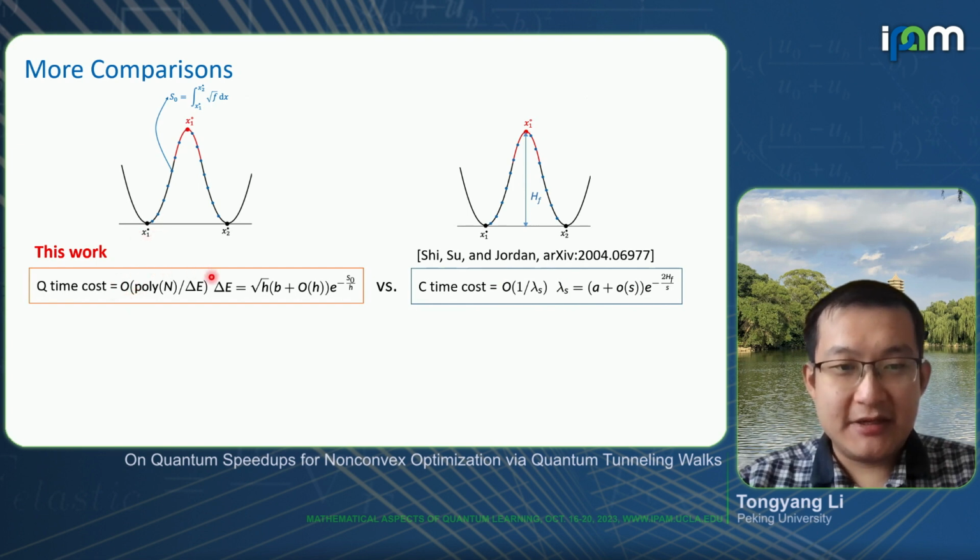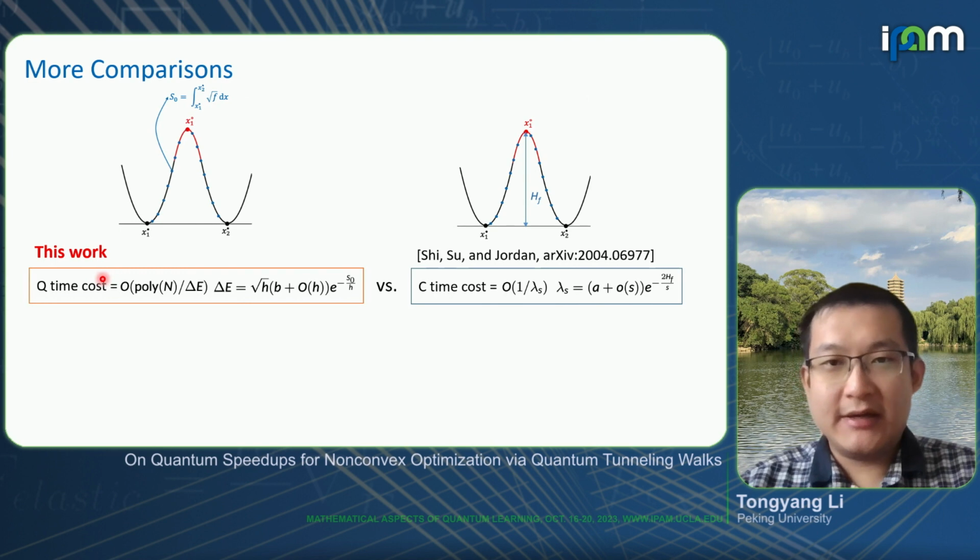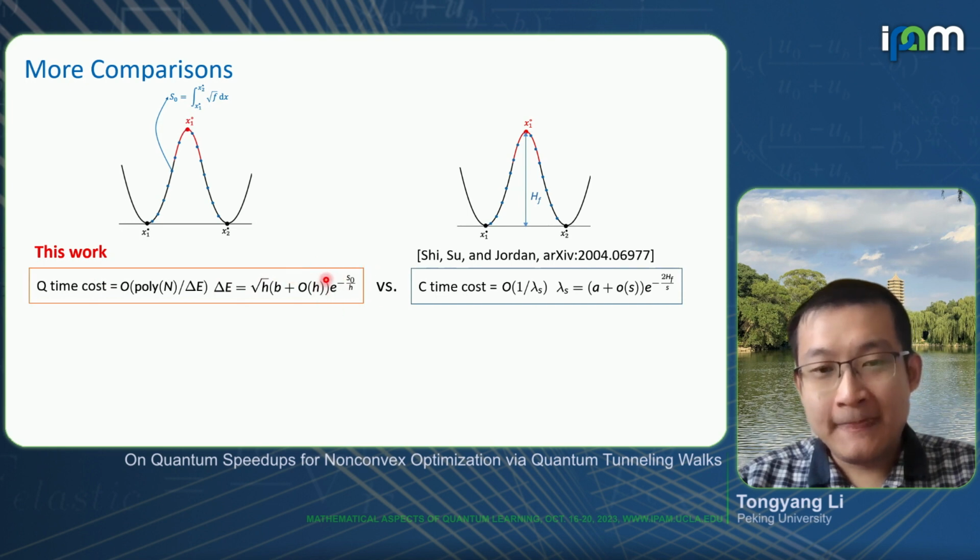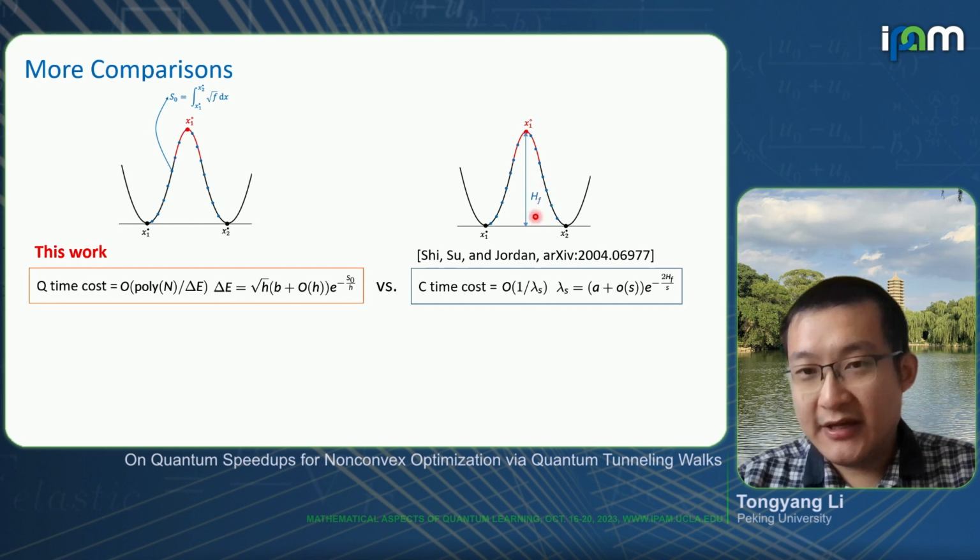As I just mentioned, the quantum time cost is a polynomial of n, where n is the number of local minima, divided by the delta E here. And the most outstanding difference here is what is actually happening in the exponential compared to the classical counterpart, where the HF is more in terms of the absolute height here.